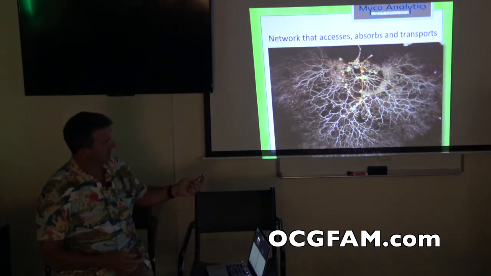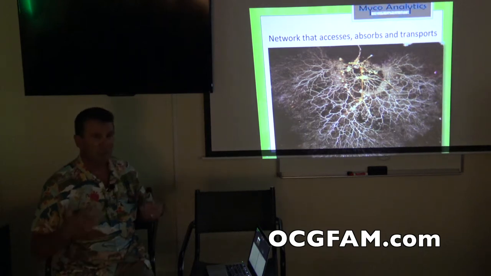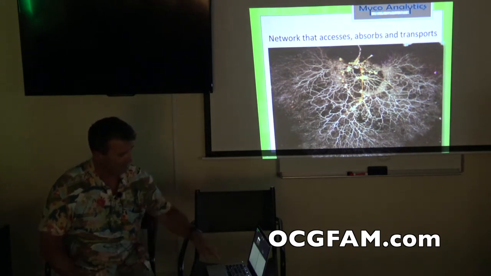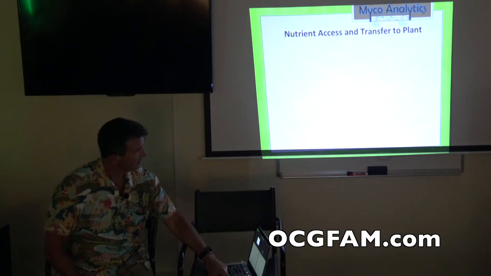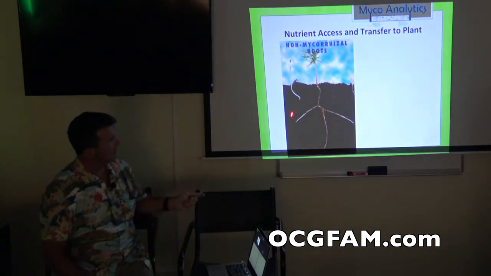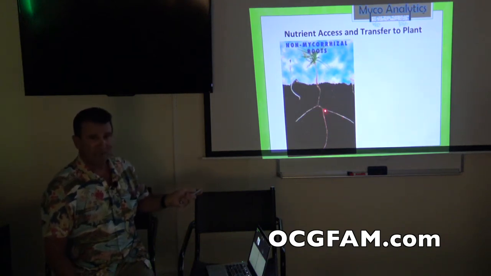Here's the roots, the mycorrhizae and the mycorrhizal fungi in the soil. So it was nature's solution to soils to access resources and get it back to the plant. And basically what we're trying to do is take sterile soil systems, which by the way never exist in nature. If this was a native soil or an undisturbed soil, you would never find this kind of root system. They just don't exist.